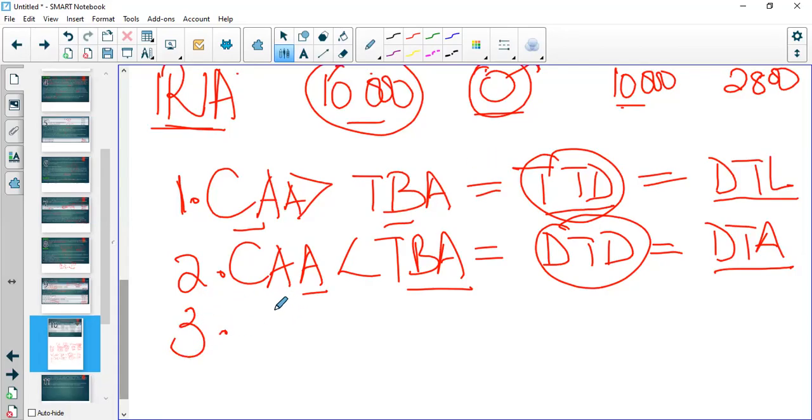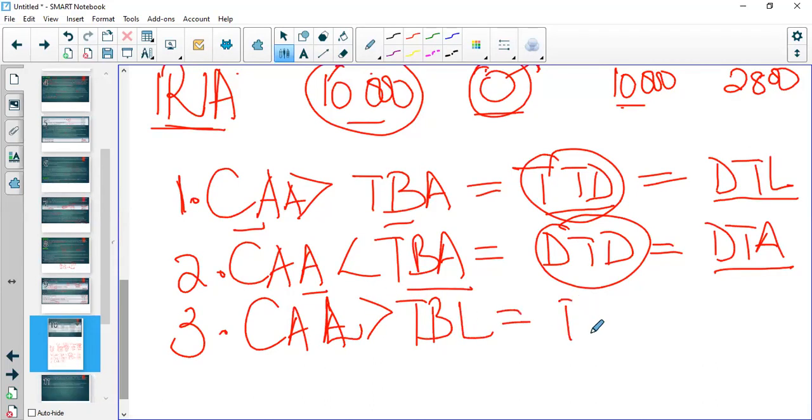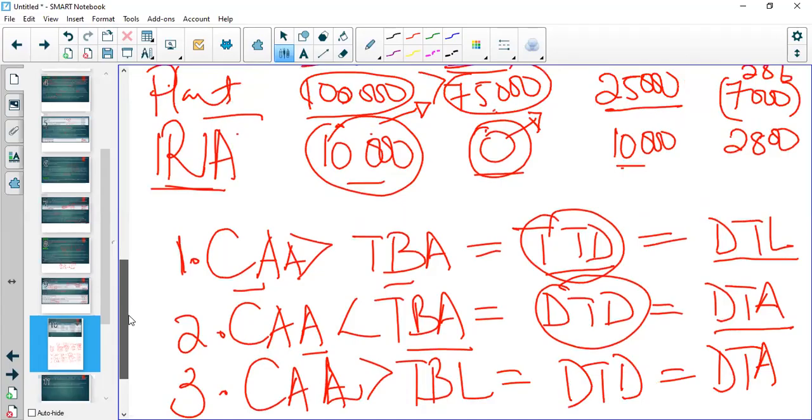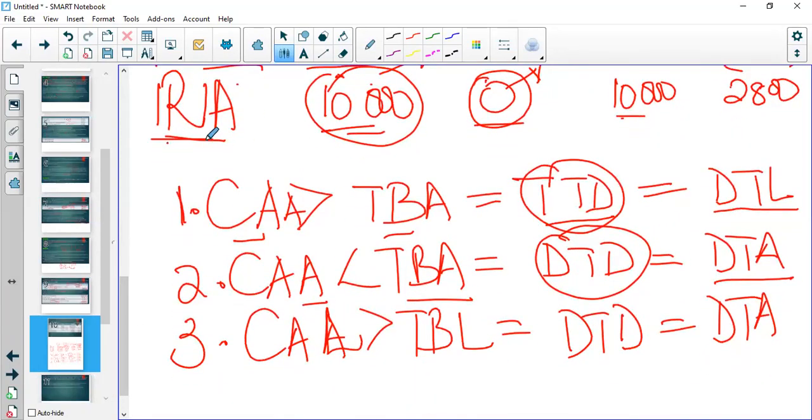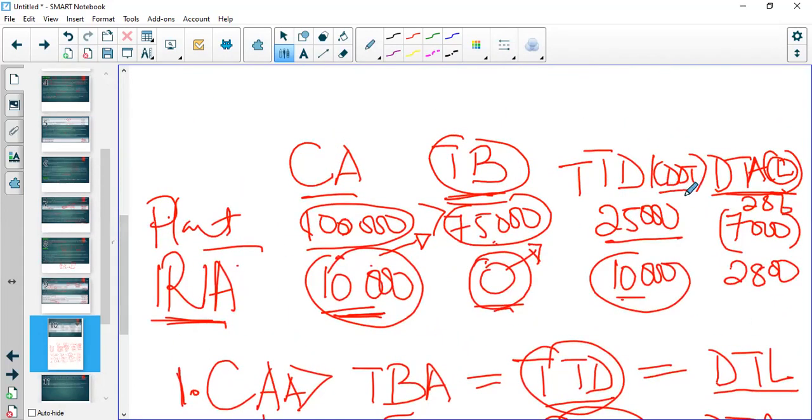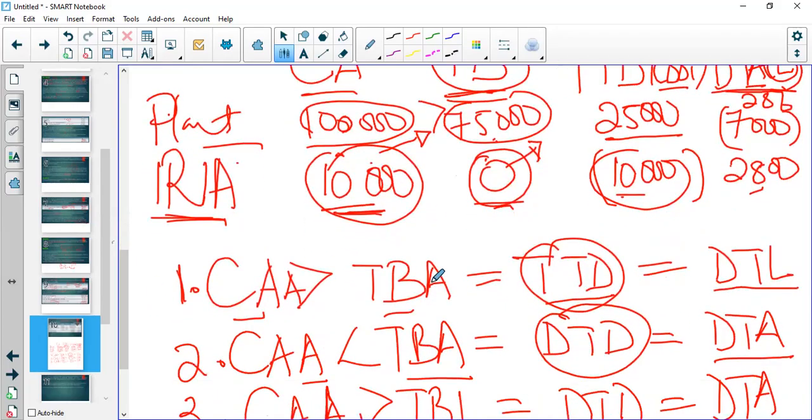Then we go on to liabilities. If the carrying amount of a liability is greater than the tax base of a liability, this leads to a deductible temporary difference, which leads to a deferred tax asset. In this case, we have a liability, income received in advance, which is greater than the tax base of the liability, which is 0. So this 10,000 is going to be a deductible temporary difference. Because we chose to show our deductible temporary differences in brackets, we're going to put this in brackets, and this is going to be a deferred tax asset outside brackets.